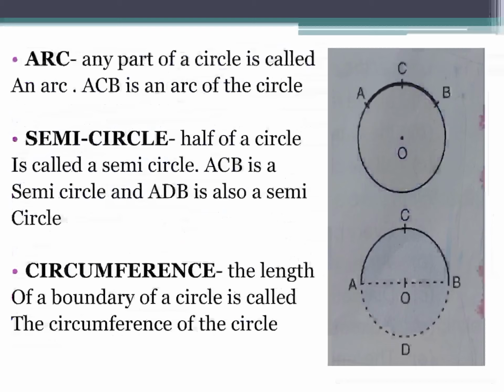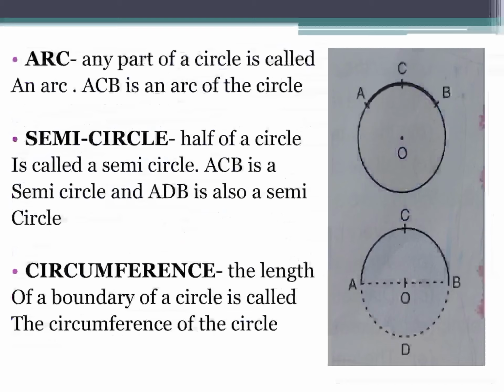Yes, I am describing arc. Any part of a circle is called an arc. ACB is an arc of the circle. In this picture, we are watching that ACB is showing that part of a circle. That's why it's called an arc.